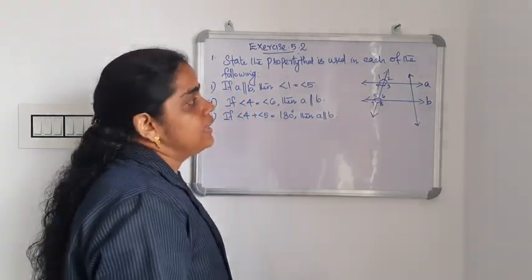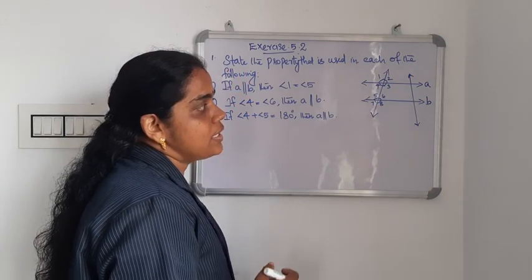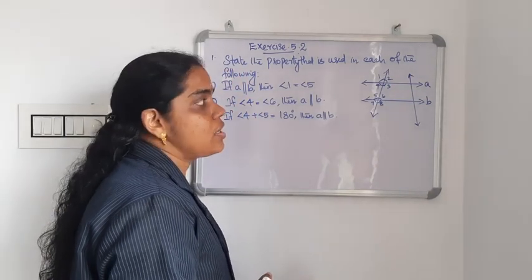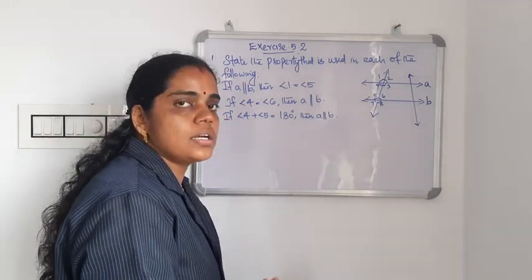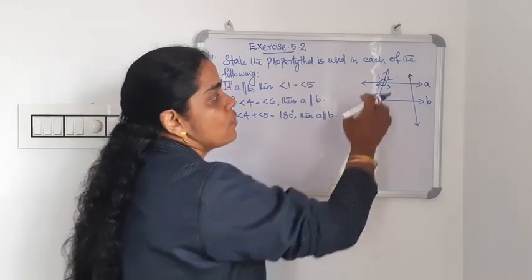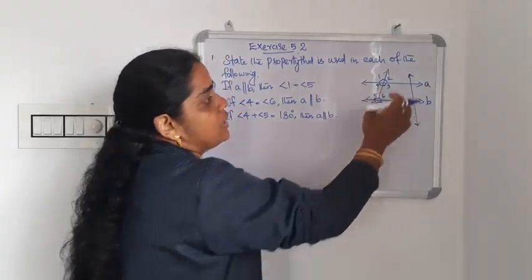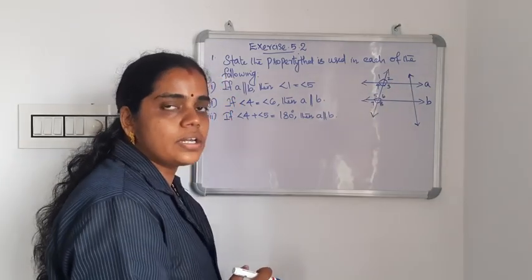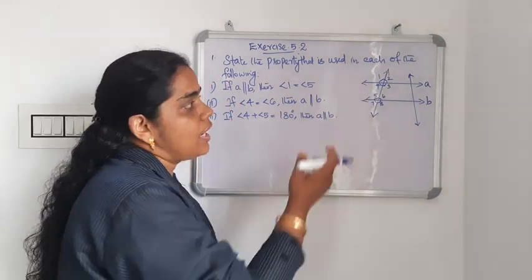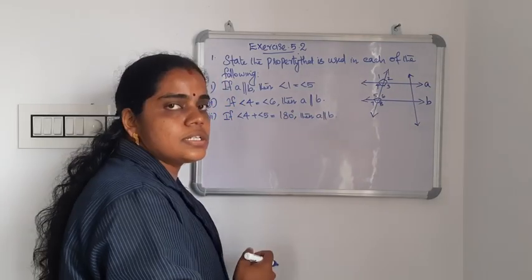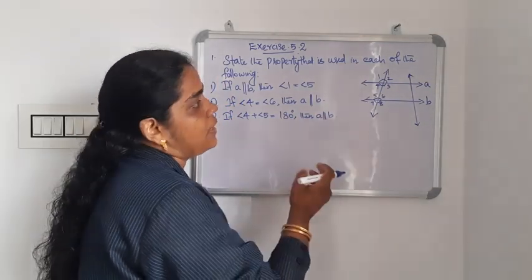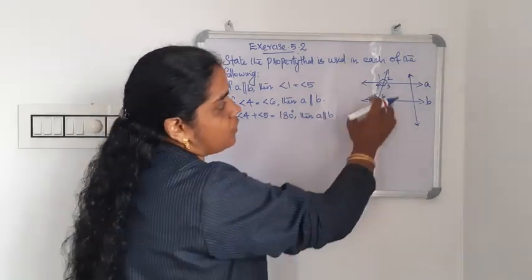Then another one, alternate interior angles. What are the alternate interior angles here? 4 and 6 are alternate interior angles. 3 and 5 are alternate interior angles. Exterior angles are not needed in this question. Then 4 and 5.